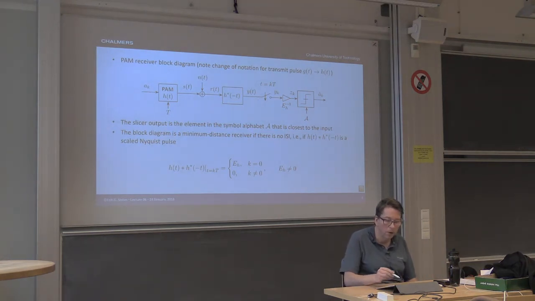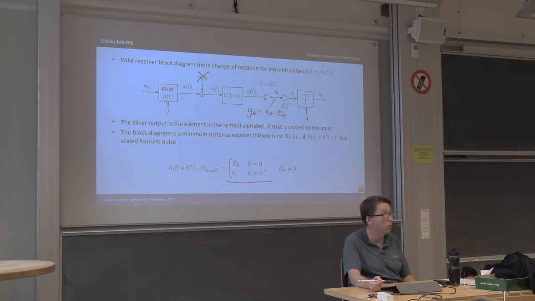So what we have done now is that we have explained this device here. The output here is the closest point in curly A to the input. And in the noise-free case, if this is true, then y of k is equal to A of k times the energy of h. We know that from the properties of the matched filter.